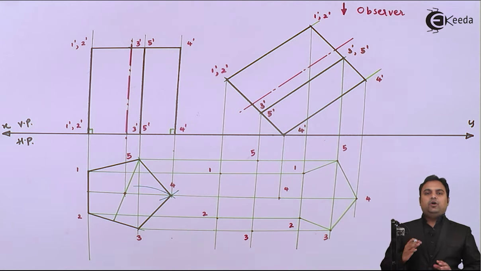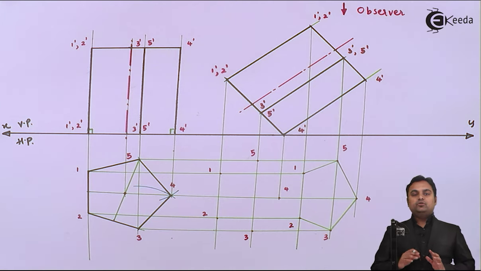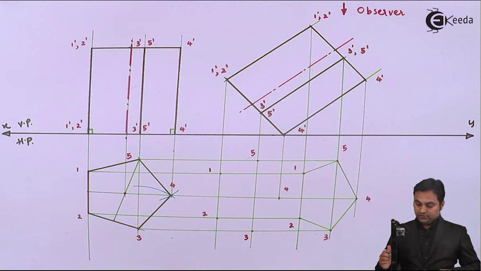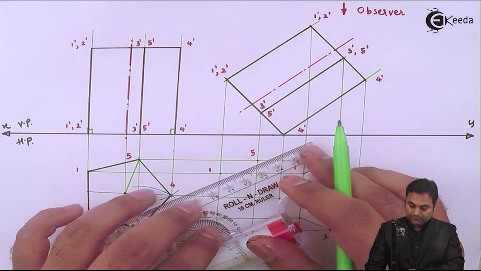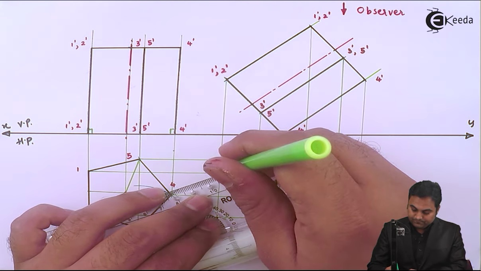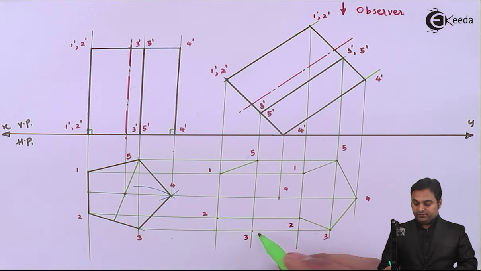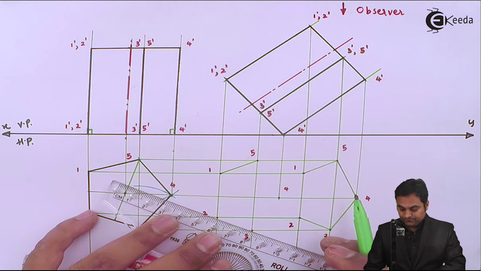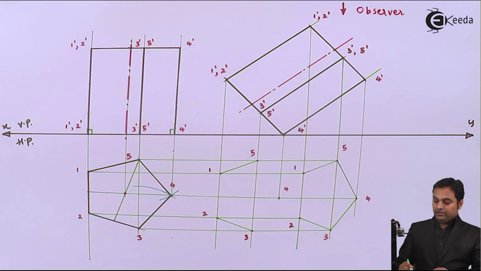After this, how to connect the points? The outline of the drawing will never be hidden, so we have to connect the outline first. So here after this 5 and 5, I'll connect 5 to 1 first with the help of a light line. Next, 1 to 2 is already connected, then 2 to 3. So here I have drawn the outline.